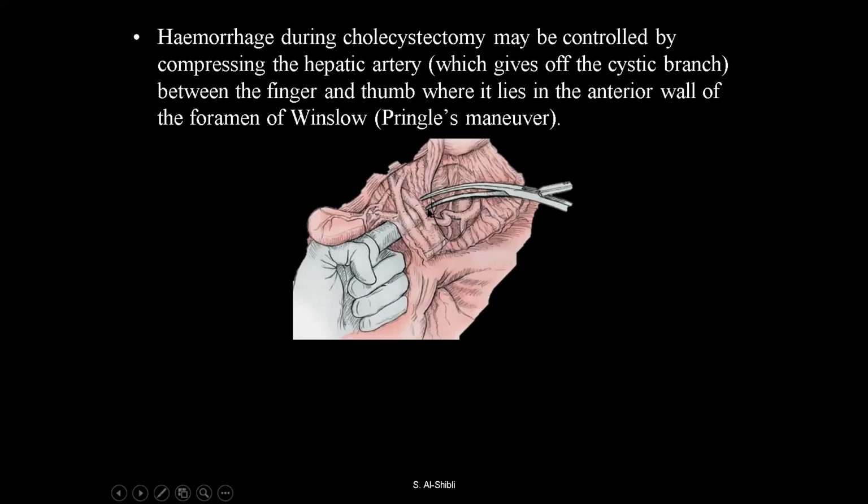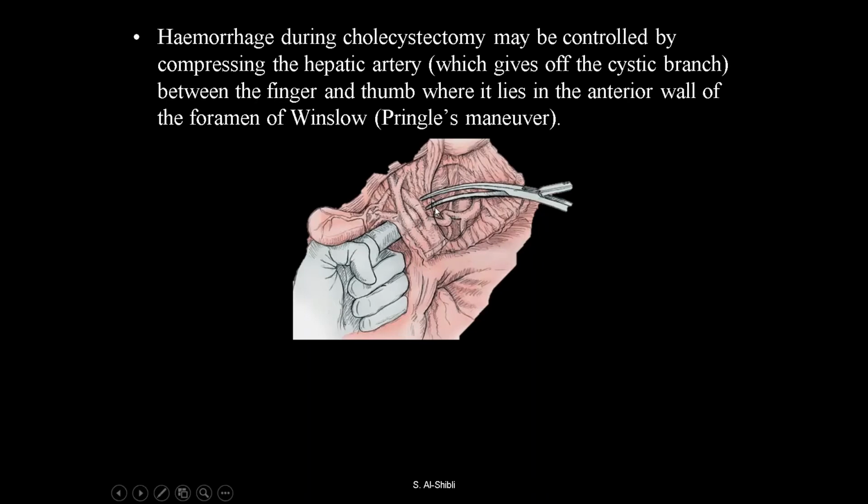The free edge of the lesser omentum has 3 important structures: the hepatic artery, the portal vein, and the bile duct. What we call in surgery the hepatoduodenal ligament is the free edge of the lesser omentum. This is the lesser omentum connecting the lesser curvature to the liver. So if you face a hemorrhage, whether in the gallbladder or the liver, you put your finger like this in the foramen of Winslow. Do you remember the foramen of Winslow? The epiploic foramen, between the lesser sac and the greater sac.